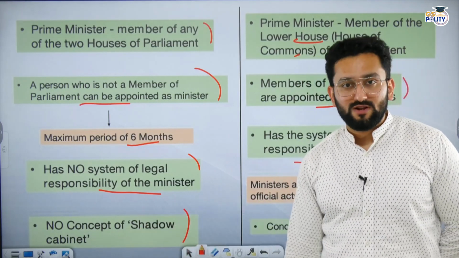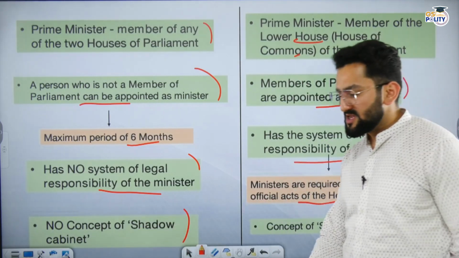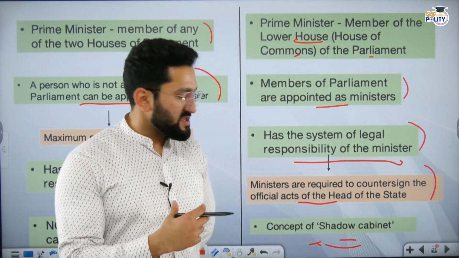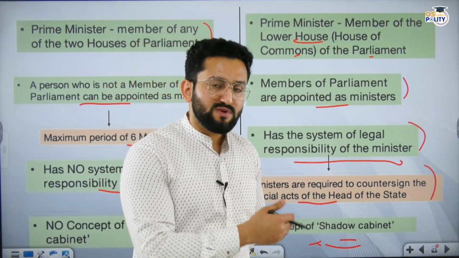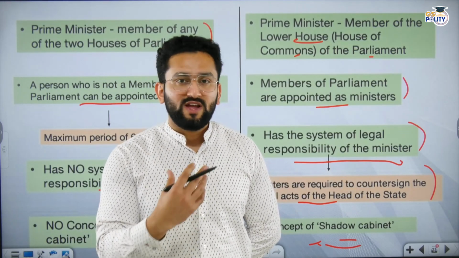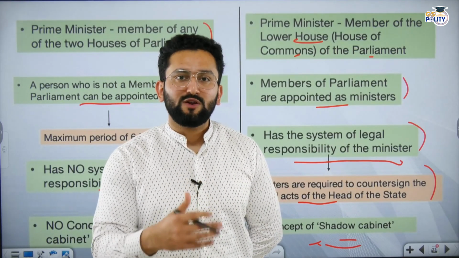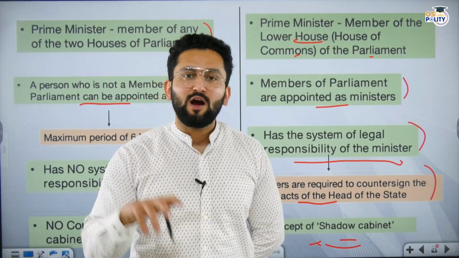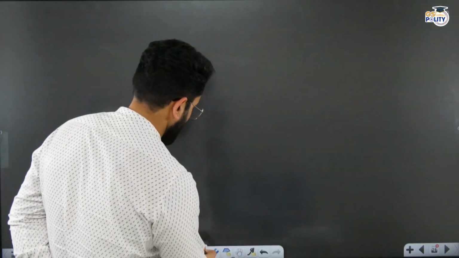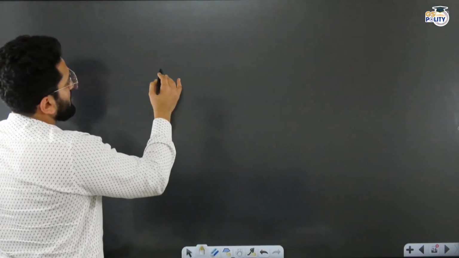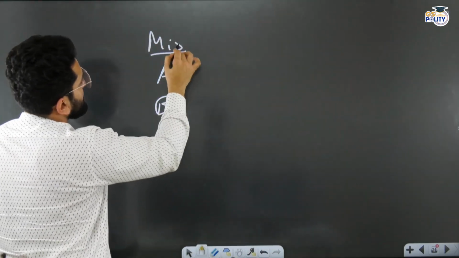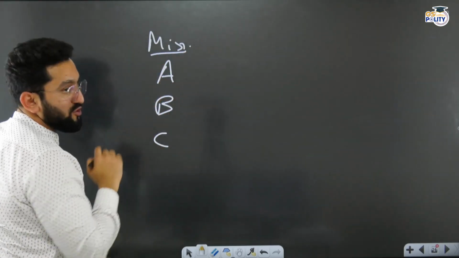No concept of shadow cabinet here, and here there's a concept of shadow cabinet. What is shadow cabinet? Take an example. First of all, you should know that this is an informal scenario but used in Britain. What does it mean? In the 2019 election, we had two major parties fighting, but one party won, right? And now they have appointed, say, Minister A, B, C. So these are ministers in the current government.